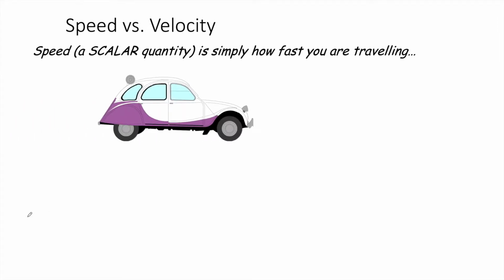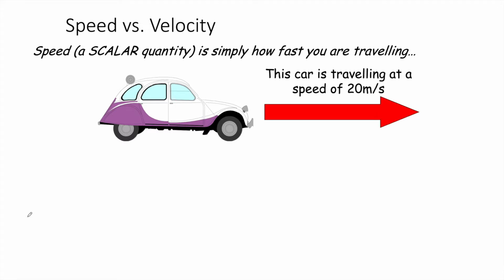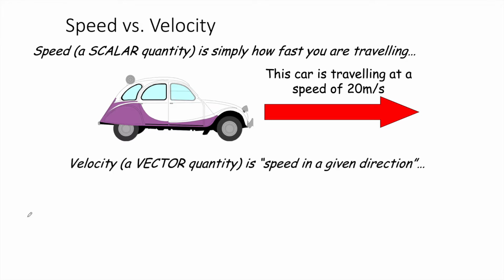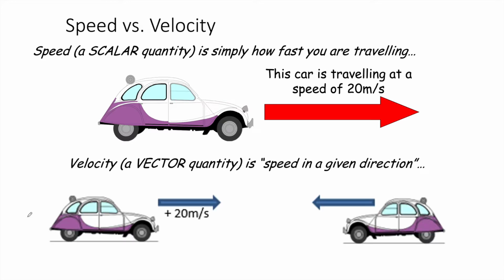Remember, speed is a scalar quantity. It's simply how fast you're travelling. So a car could be travelling at 20 metres a second. It's just the magnitude. But of course a vector quantity is both speed in a direction, and that is velocity.